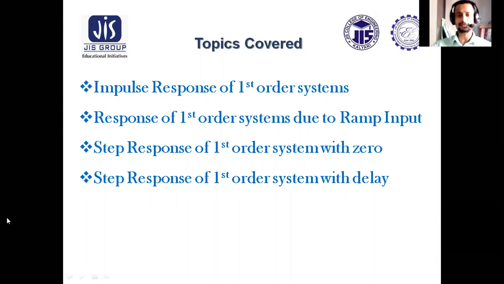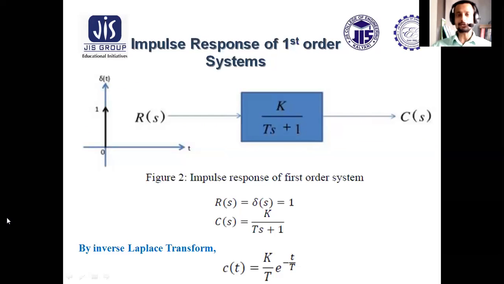In last class, we discussed the step response of a first order system having only poles. If a system is having a zero, then how the step response would be analyzed, that we'll be discussing. The step response of a first order system with delay we also will be discussing. If a system is introduced with some delay, then how the response will change, that will be discussed in today's class. So let us start with the impulse response of a first order system.